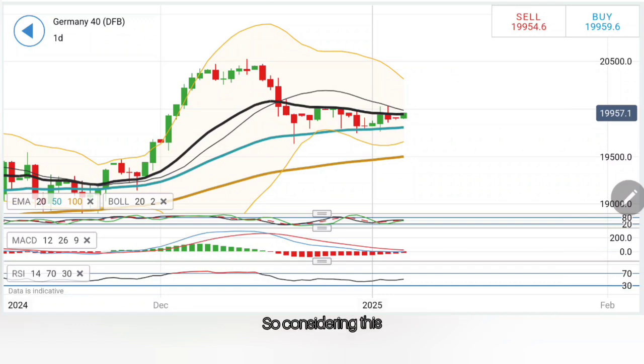So considering this, I will recommend you to buy here at 19,980, expect 20,000, 20,040, 20,050 levels. If this is taken, stay bullish for 20,100 levels, the next milestone, and beyond 20,100 stay bullish for 2,150, 2,250, 2,400 levels.